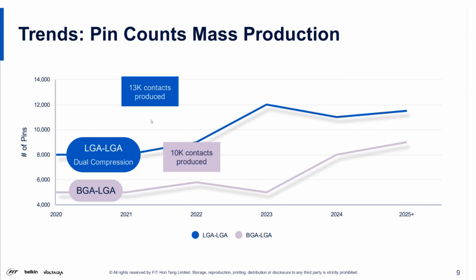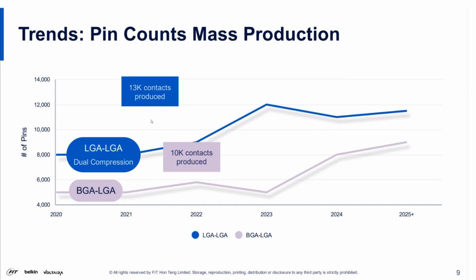The last slide here is talking about pin counts. So this is basically the number of pins or contacts within a socket. Dual compression sockets allow us to go to higher pin counts because of the lack of SMT reflow temperatures needed. Currently, today, we make over 8,000 pins in mass production for a dual compression LGA to LGA, but we've actually made sockets in the 13,000 range as well.